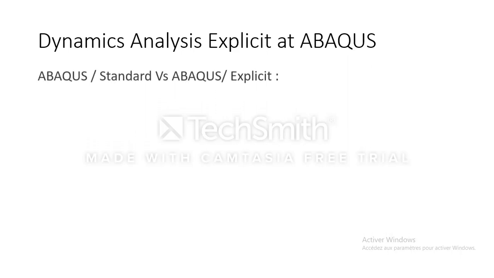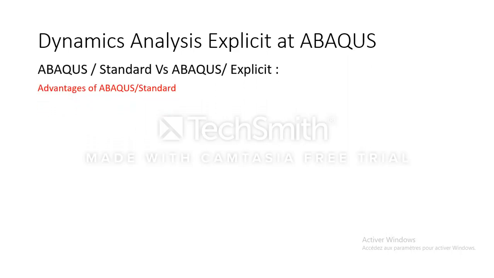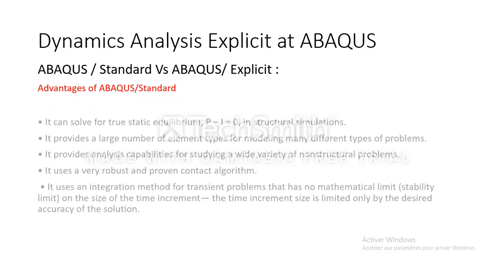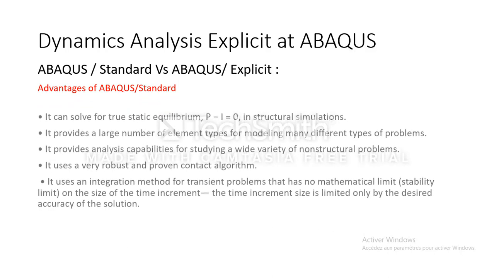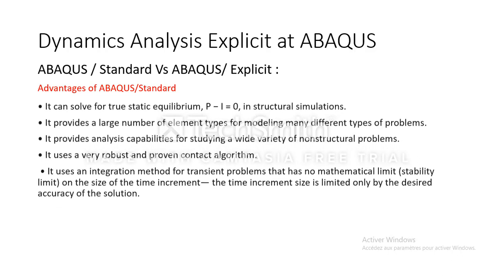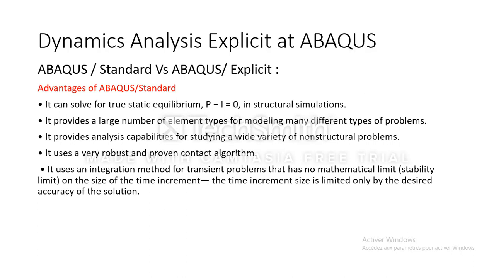What are the advantages of ABAQUS Standard, the equilibrium P minus I equals 0, in structural simulations? It provides a large number of element types for modeling many different types of problems. It provides analysis capabilities for studying a wide variety of non-structural problems. It uses a very robust and proven contact algorithm. It uses an integration method for transient problems that has no mathematical stability limit on the size of the time increment. The time increment size is limited only by the desired accuracy of the solution.